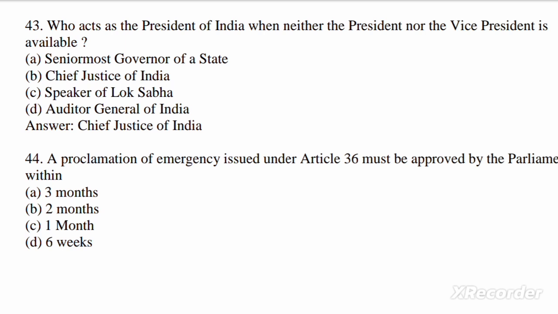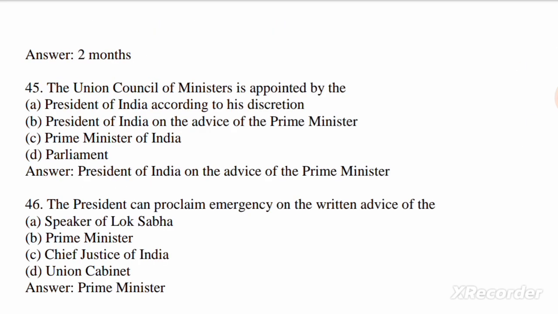44. A proclamation of emergency issued under Article 36 must be approved by the Parliament within 2 months. It's not 36, it's 360. 45. The Union Council of Ministers is appointed by the President of India on the advice of the Prime Minister. 46. The President can proclaim emergency on the written advice of the Prime Minister.